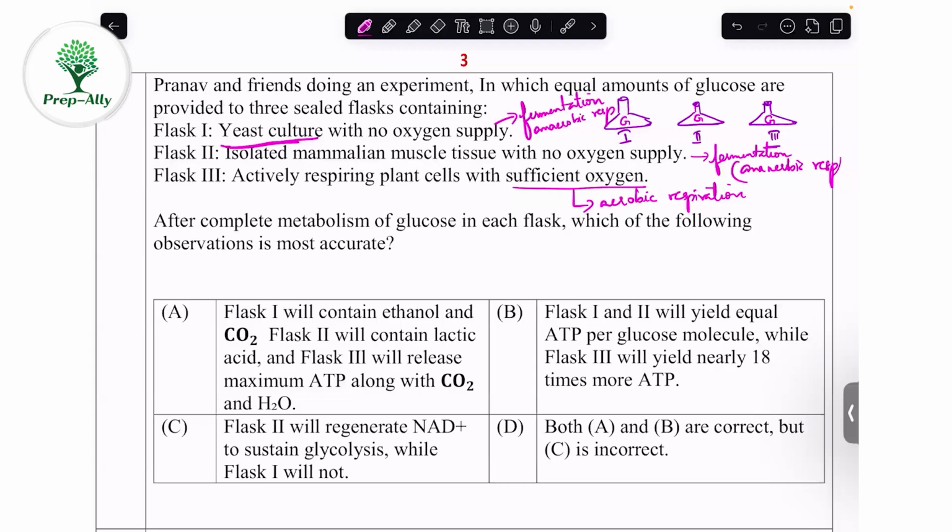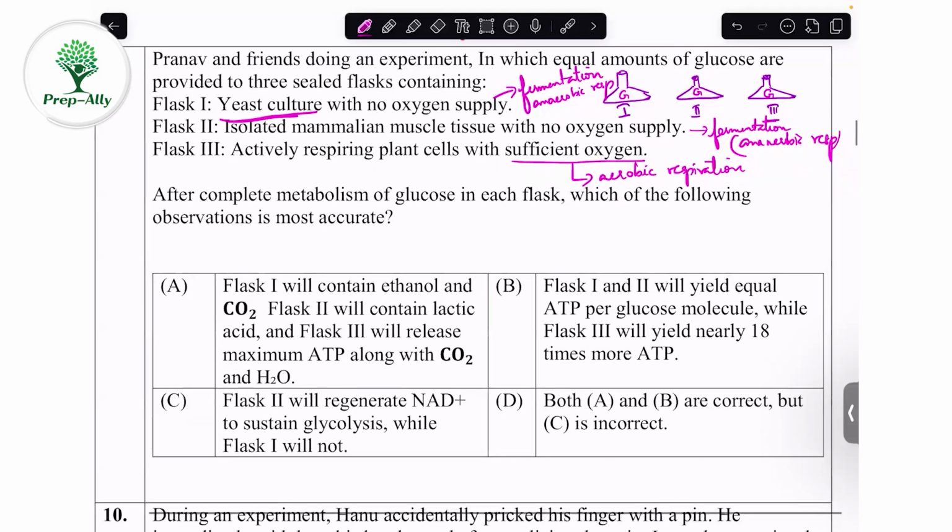In flask 1, fermentation happens in yeast. In flask 2, in mammalian muscles, lactic acid formation has occurred. In flask 3, aerobic respiration occurs in plant cells. Now we will read the options. Class 1 contains ethanol and carbon dioxide. Yes, if yeast is there, the fermentation products will be ethanol and carbon dioxide, correct? Class 2 contains lactic acid. Class 3 will release ATP along with carbon dioxide and water. Yes, it is also correct. So option A is correct.